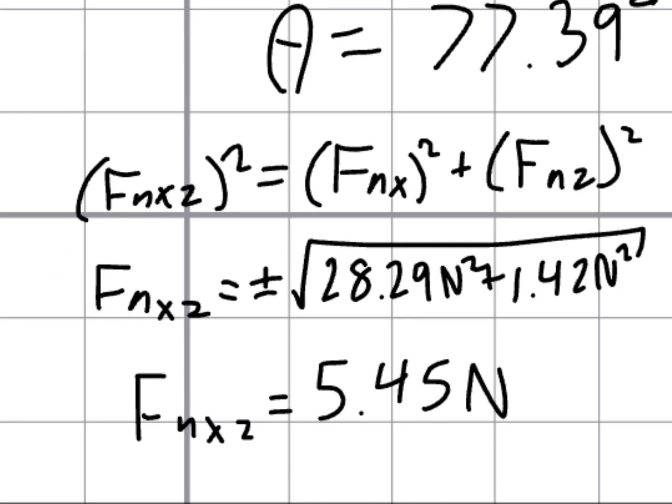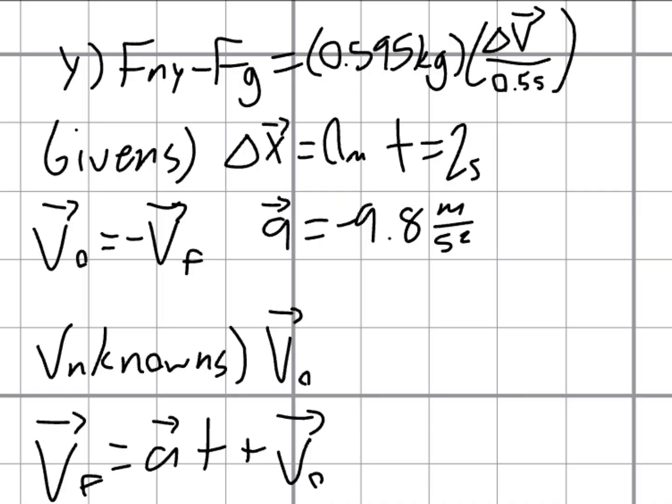Because this creates a right triangle, we can use the Pythagorean theorem to find that the force needed in the xz direction, or the x-axis and the z-axis combined, is 5.45 newtons. We'll come back to this unit later. The last axis we will solve for is the y-axis, or the axis facing up in the air.